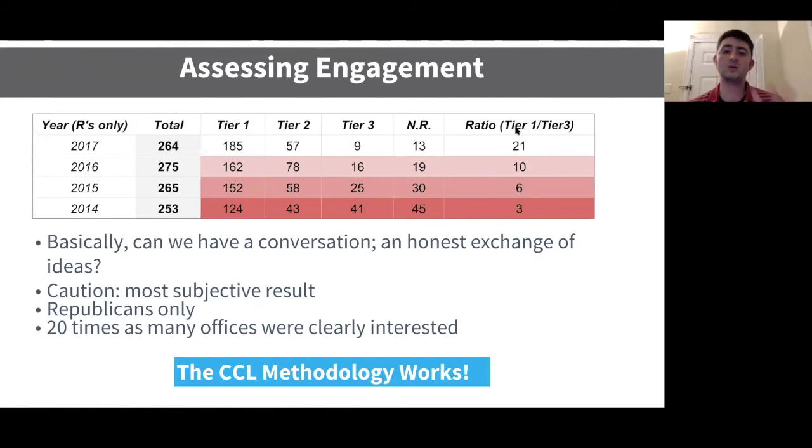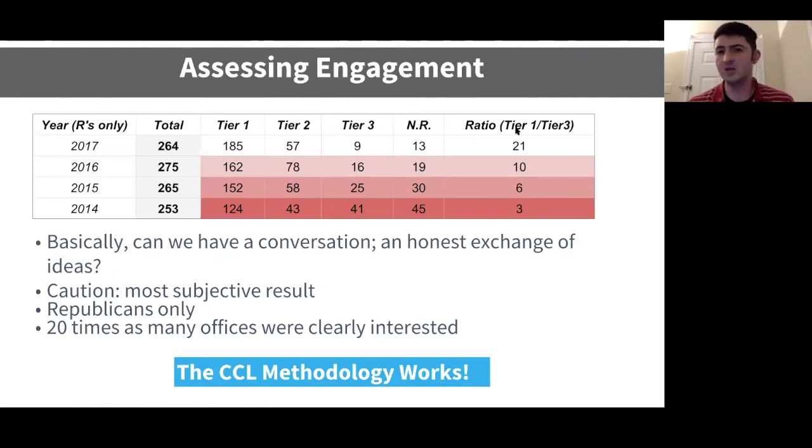What you notice is the difference here between a tier 1 office. A tier 1 office is an office where we're able to have a productive conversation. They're asking good questions. They're clearly interested. That's tier 1. Tier 2 offices are where it's kind of hard to get a read. They might be a clammed up staffer, and they're just not saying that much.